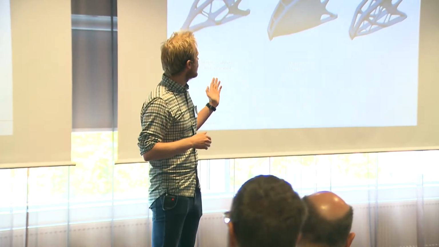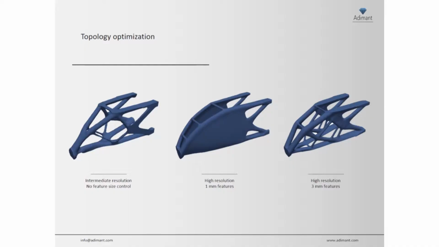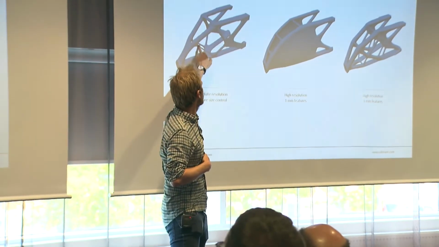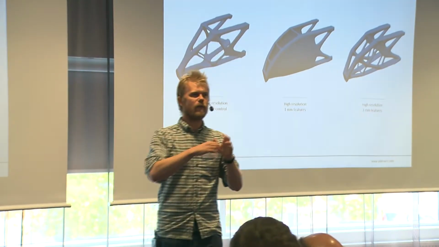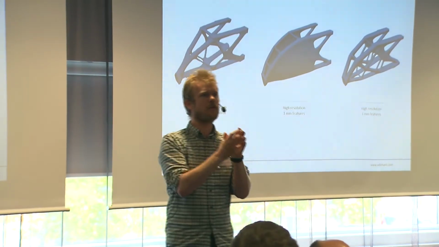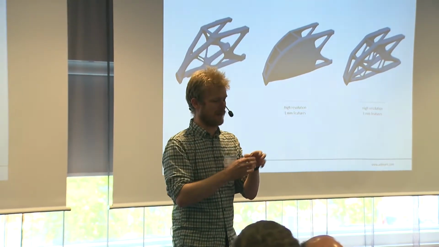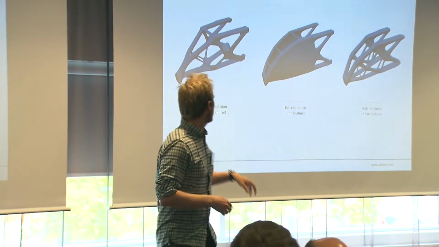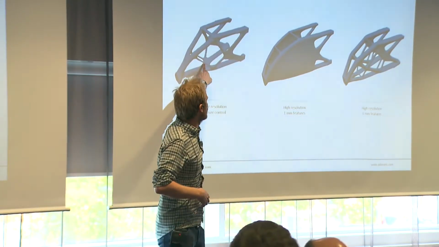So here I have three different examples of the same design problem. Here it's what I would call a coarse or intermediate resolution. And one thing you'll notice is that some of the thin rods only have a few voxels or a few finite elements across the cross section. So that's actually not very good for your finite element calculation.